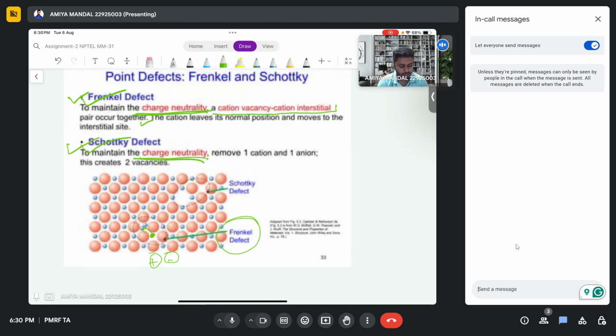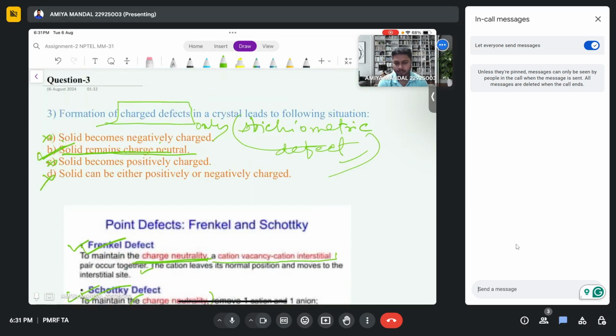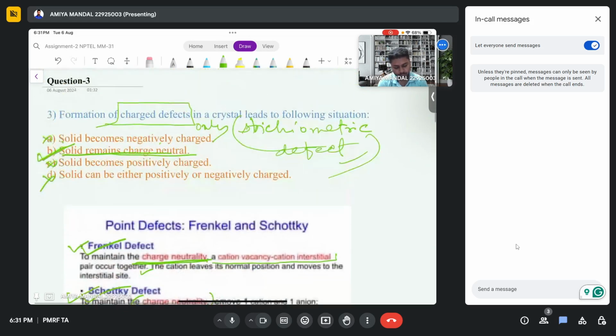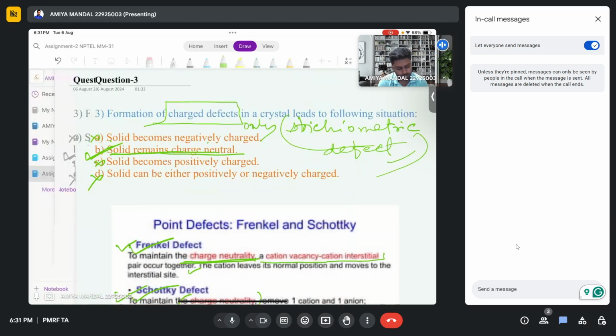Here also charge neutrality is present. One cation has been removed, and one anion has also been removed here. So this is Schottky type of defect. In this case, no extra charges are present. No electron is present here, no holes are present here. So charge neutrality is always present in the crystal. This is a very easy question. And now the next question, number 4.